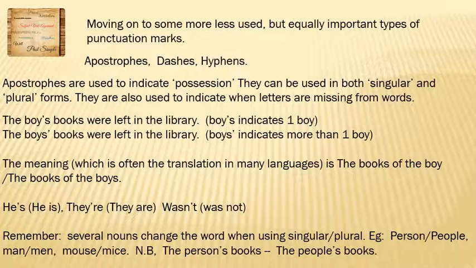The meaning, which is often translated in other languages, possibly in your language, is "the books of the boy." That's how many other languages say it, but in English we don't say it like that, because if it's people, we always use this form. If it's objects, we can use "of the," but if it's people, we use apostrophes like this. And then, of course, here we have he's, they're, wasn't. These are used, obviously, with an apostrophe.